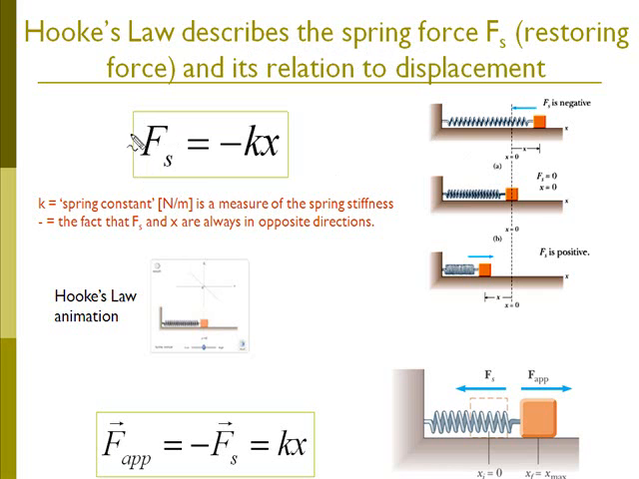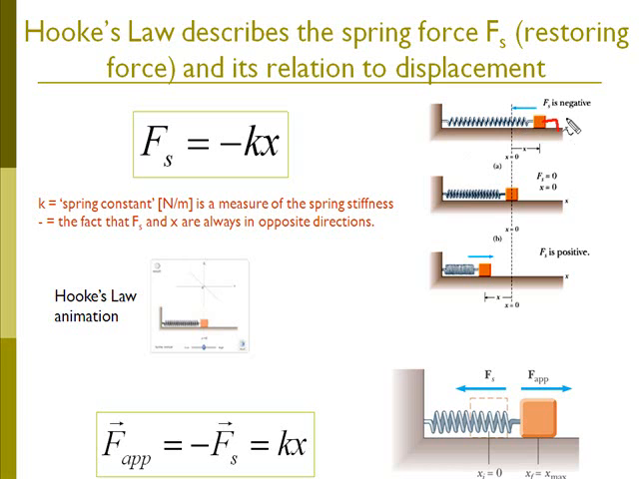First, we can see that F sub s is equal to a negative constant known as the spring constant times the displacement of the spring. So let's see how this diagram illustrates the spring force. In this case, the block of mass m attached to the spring has been pulled to the right by some applied force.